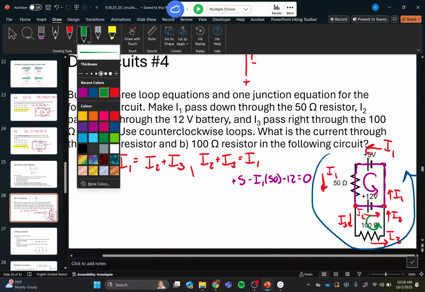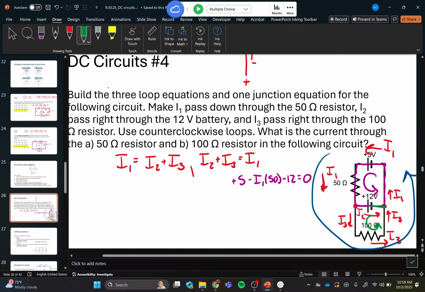The green one, we pick some spot. We go counterclockwise. We hit the battery. That's positive 12. Walking. We hit the bottom one. That's going to be minus because we're going in the direction of current. And that's all there is in the bottom circuit, the bottom loop.